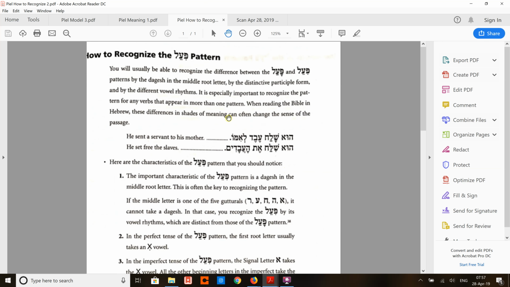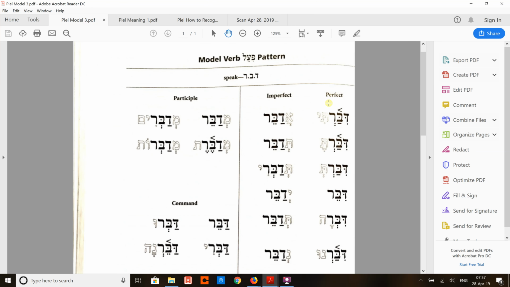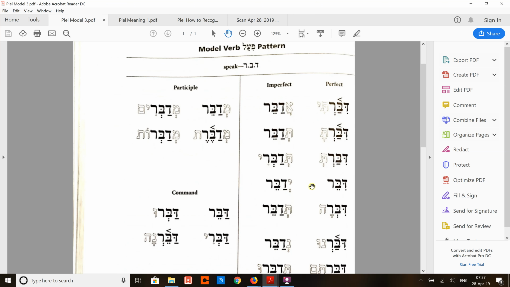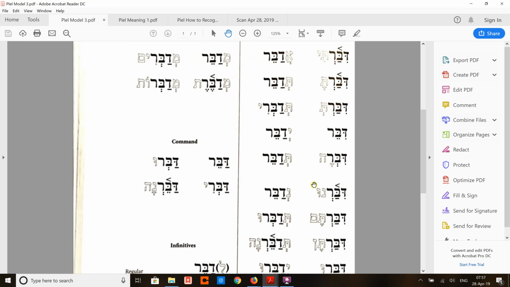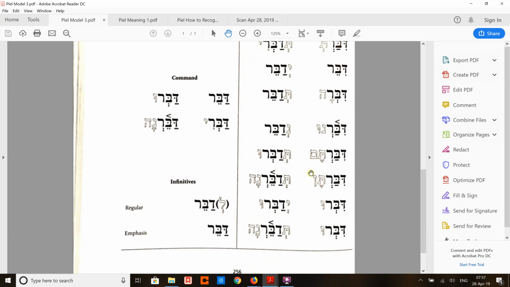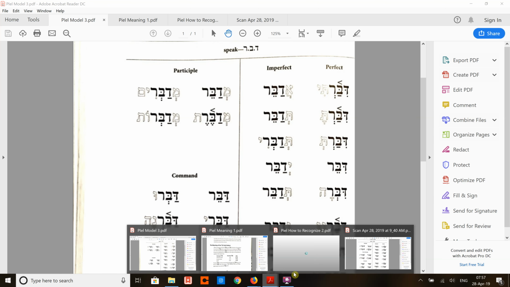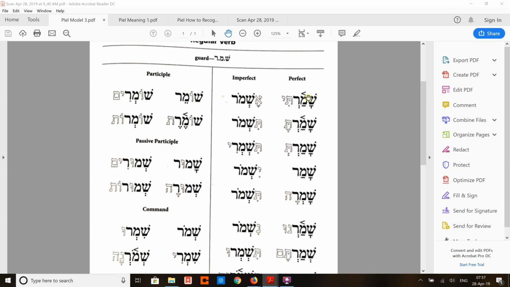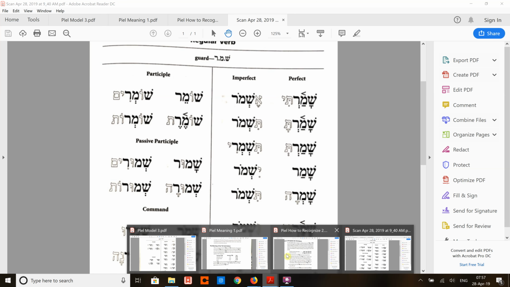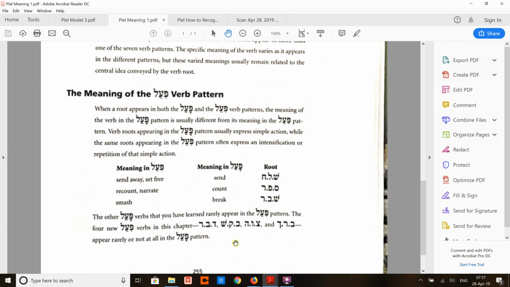So here's the question: how do we recognize the Piel pattern? Let me actually show you, here's the model verb. You could compare this Piel pattern with perfect, imperfect, participle, command. This is on page, I think it's 257. Let's see, 256. You could compare this to this, which is the Pa'al, okay?